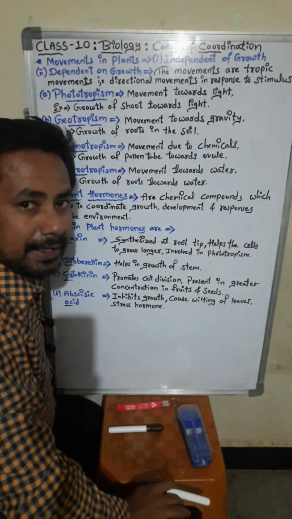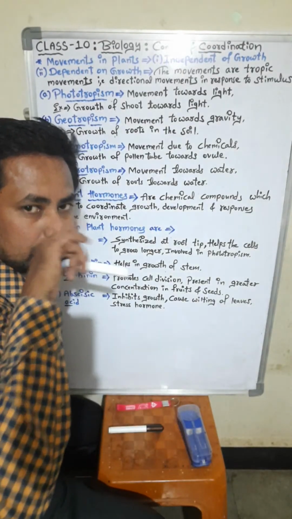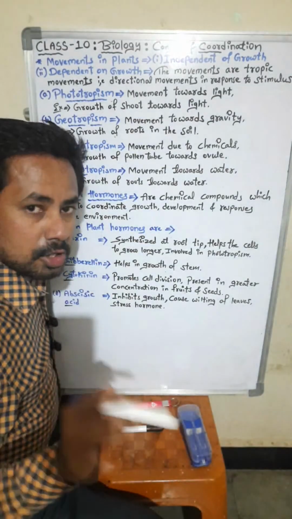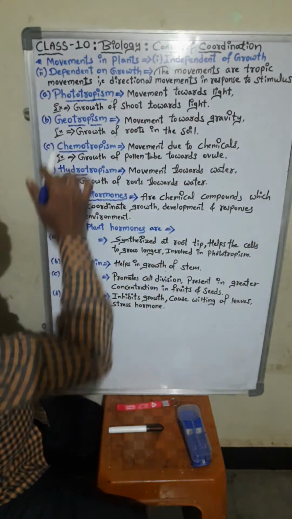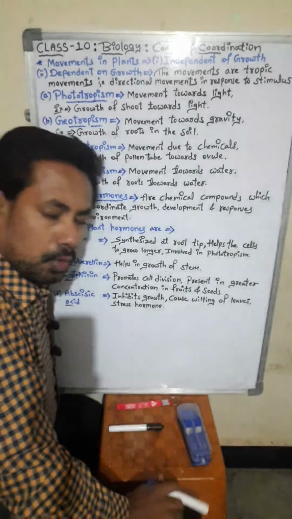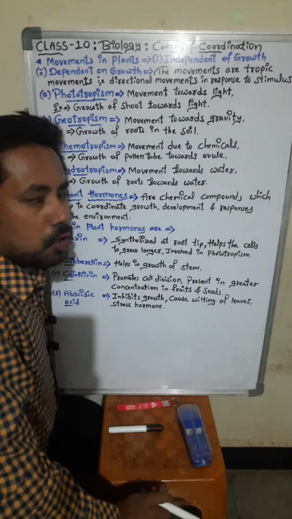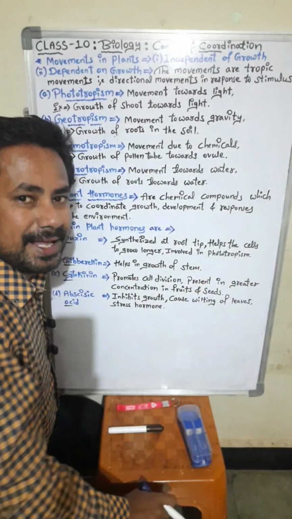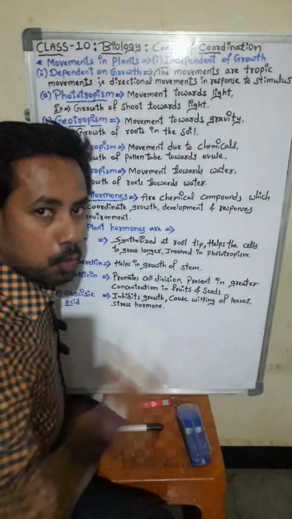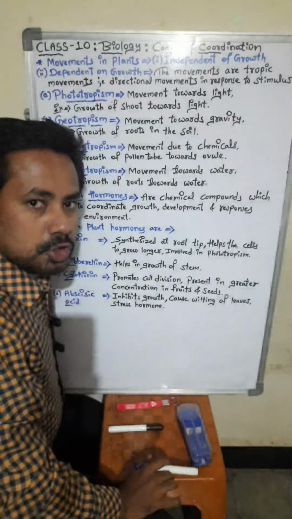The second one is dependent on growth. Growth is happening, and movement occurs because of growth. Let us see now, what is dependent on growth? Tropic movements. What do we mean by tropic movements? They are directional movements in response to a stimulus. Some changes happen in the environment, and according to those changes, the plant responds.